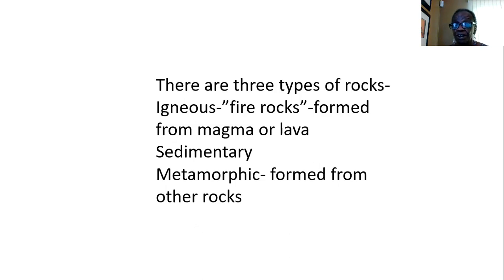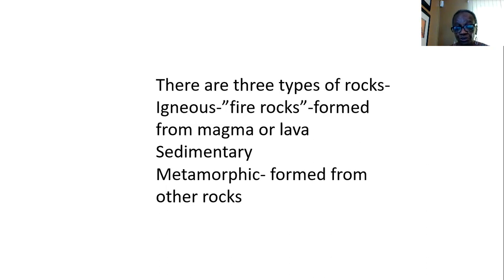There are three types of rocks: igneous, which we refer to sometimes as fire rocks that are formed from magma or lava. Hot, melted rock material, either below the surface of the earth or on the earth. Sedimentary rocks, which by definition, if we look at the term, we can think that sedimentary rocks are made from bits of sediment cemented together, and in a lot of cases they are. And then metamorphic rocks are formed from other rocks.